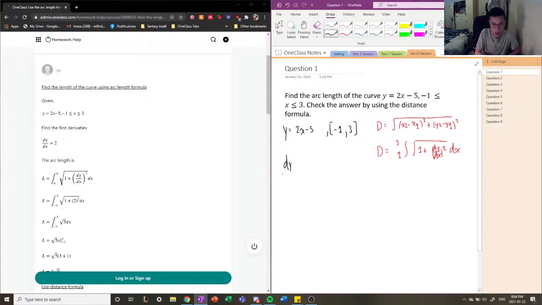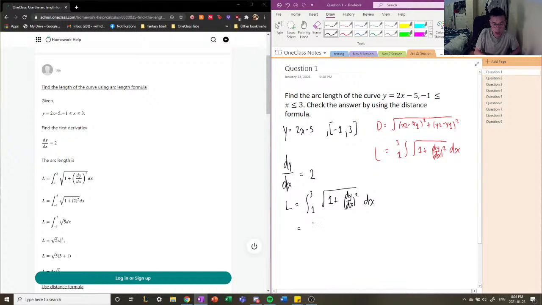So dy over dx is basically 2, right? Because the derivative of 2x is 2. All right. So now using the arc length formula, we'll label it L, and I'll put L here too, just not to make it confusing. Okay. So the length is equal to the definite integral of the square root of 1 plus the derivative of our function squared. Okay.